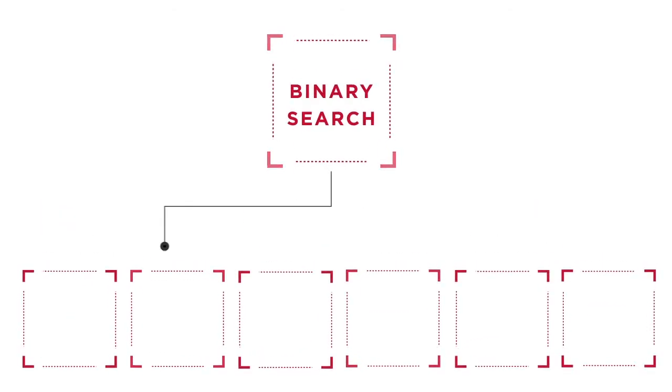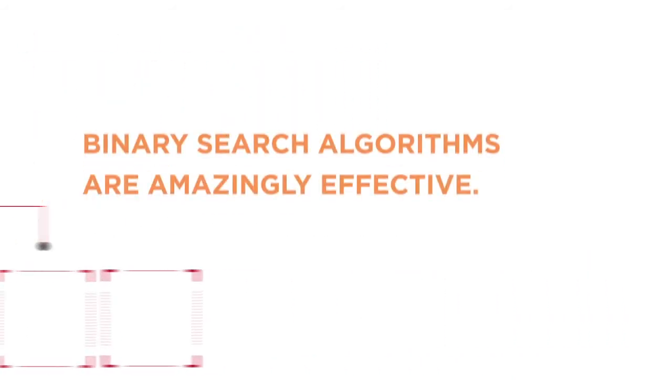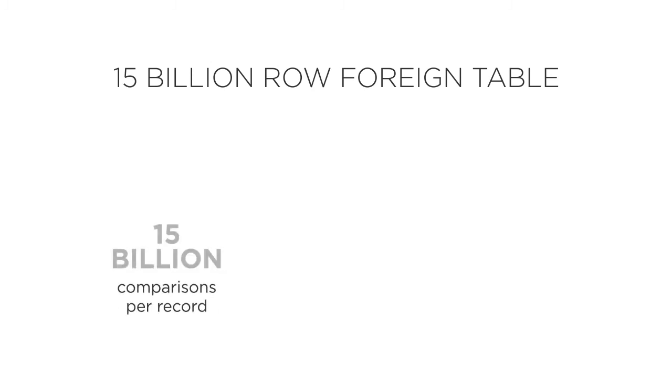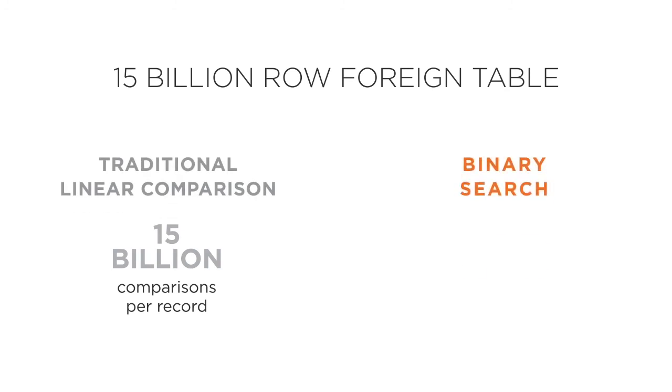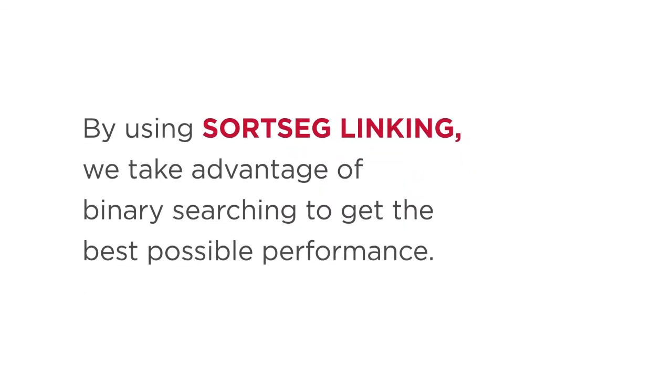It is not necessary to examine every row or segment of the foreign table. Binary search can zero in on the right segment, finding the corresponding match. Binary search algorithms are amazingly effective. Looking back at our 15 billion row foreign table, performing the link could take 15 billion comparisons per record using a traditional linear comparison. Binary search can do the same thing with just over 10 comparisons. By using sortseg linking, we take advantage of the binary searching to get the best possible performance.